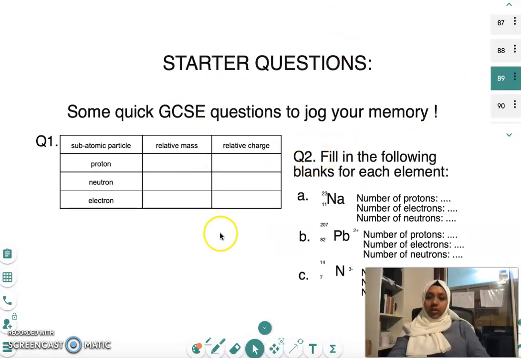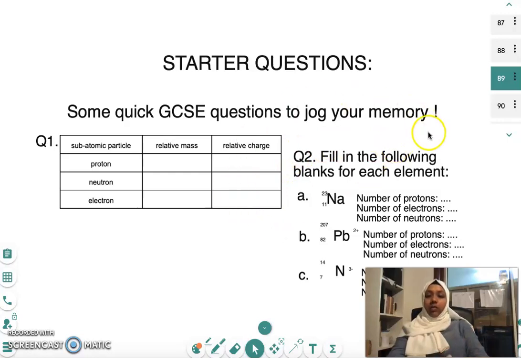The next slide is some starter questions. These are some GCSE questions. I like to use them to jog my students' memory and also bring their focus into the lesson. I also use some questions from their previous lesson. That way we make sure that they remember what they're learning, and also we can build up on that knowledge in the coming lessons.